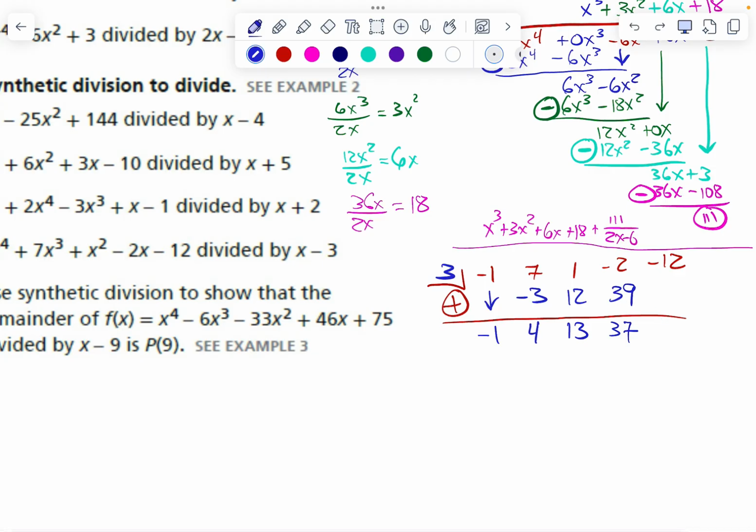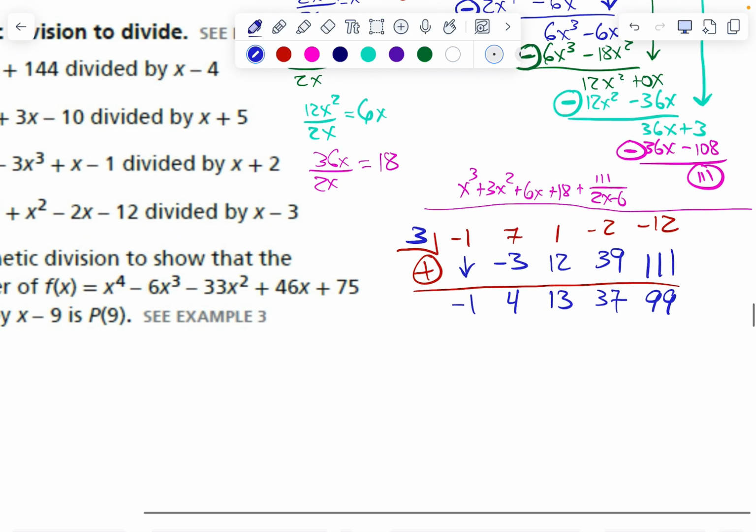Let's finish this one just because that's why we are here today, but 3 times 37 is, what is that? 111, I think. And then 99. Okay. Quick review of what this tells us in terms of the bottom line.